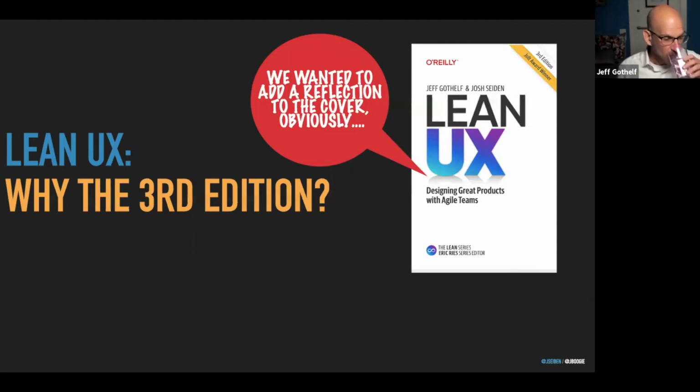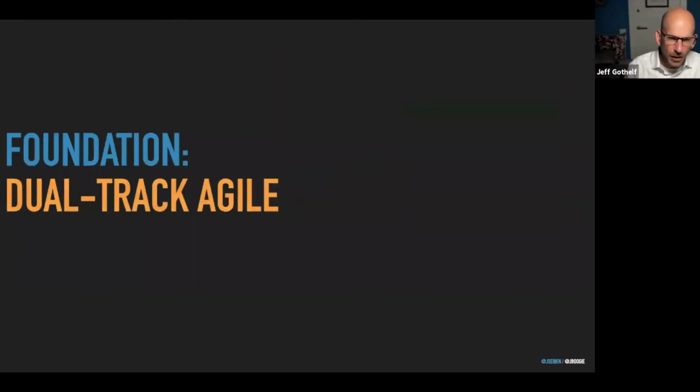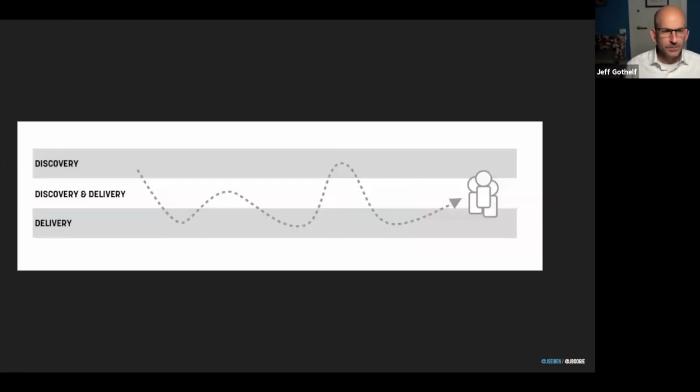Now, let's get into a couple of the bits that are new in the book, and then we'll dive into the canvas. One of the things we dove much more deeply into was this idea of dual track Agile. How do you do product discovery and delivery at the same time? One of the things that Josh and I have done in the last couple of years is we've worked closely with Scrum.org. Scrum.org is one of the training organizations that certifies Scrum Masters, product owners, etc.